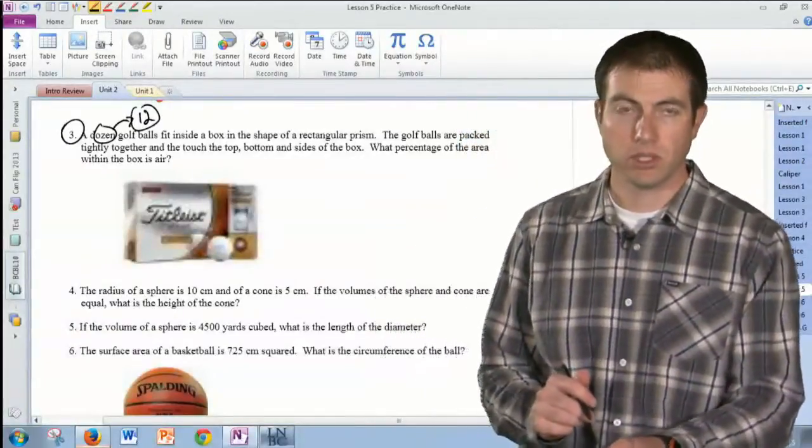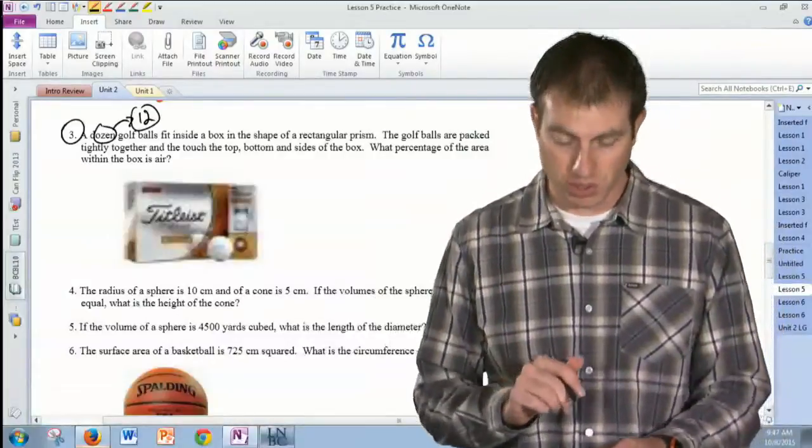Surface area of a hemisphere? Sure, Devin, I'll get to that maybe after I go through a couple more questions.